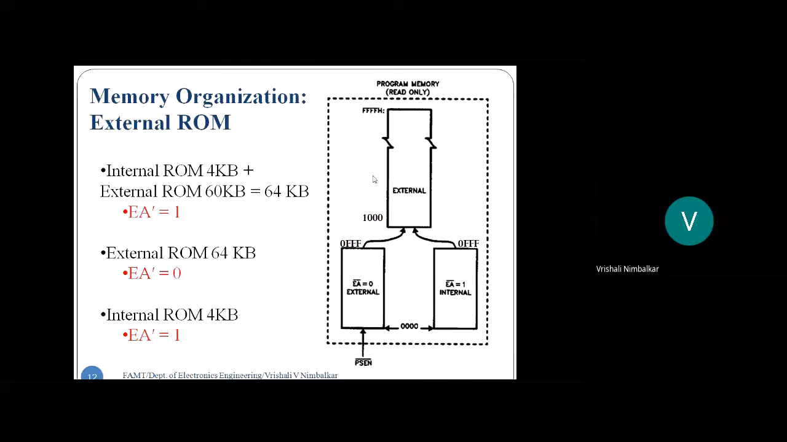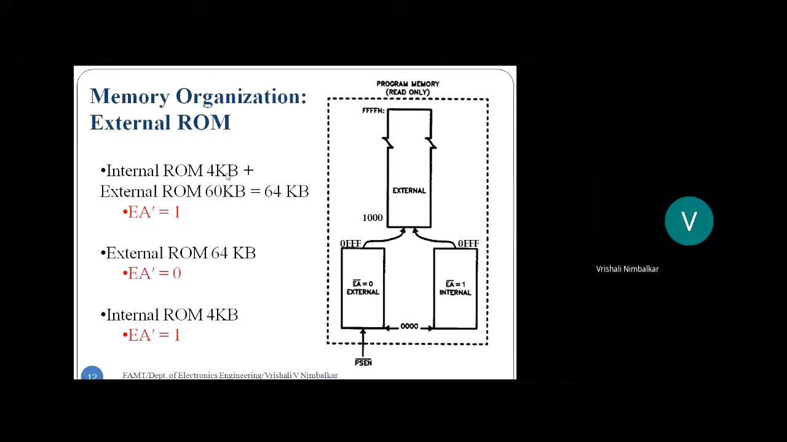With external ROM, we can interface at the max 64 KB ROM memory. So there are 3 possibilities of using a ROM memory, program memory. So what is the first possibility? Look at how I can have a 64 KB ROM. I will use 4 KB internal ROM and 60 KB external ROM. That's how I'll be using altogether 64 KB ROM memory. This is one of the options for me.